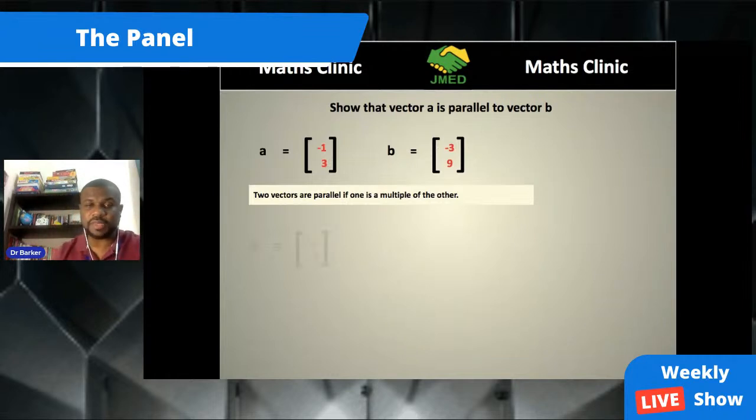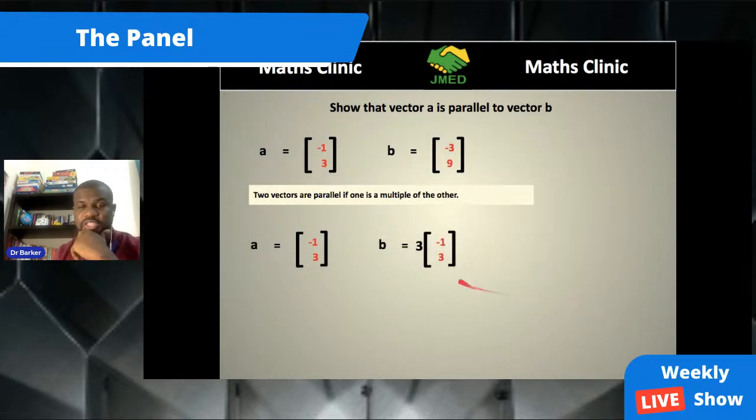All right? So we have A and B. A is minus 1, 3. If we think about B, we can see that B is really 3 times minus 1, 3. How do we know? In a sense, you're kind of factorizing, but I don't want to use that term here because it could create its own problems. Just notice that 3 times minus 1 would have given us minus 3, and 3 times 3 would have given us 9. So because this is happening, this is 3 times A. And so B is equal to 3A, or 3 times A.